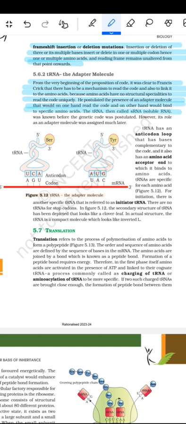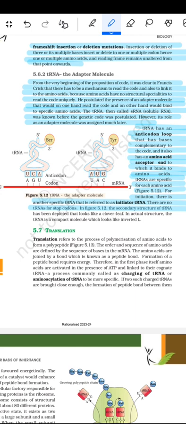The tRNA, then called soluble RNA or sRNA, was known before the genetic code was postulated. However, its role as an adapter molecule was refined much later. tRNA has an anticodon loop that has bases complementary to the code, and it also has an amino acid receptor end to which it binds the amino acid. tRNAs are specific for each amino acid. For initiation there is another specific tRNA that is referred to as the initiator tRNA. There are no tRNAs for the stop codons.